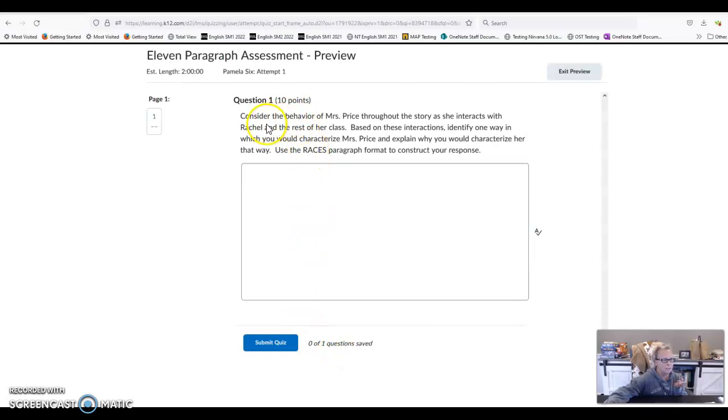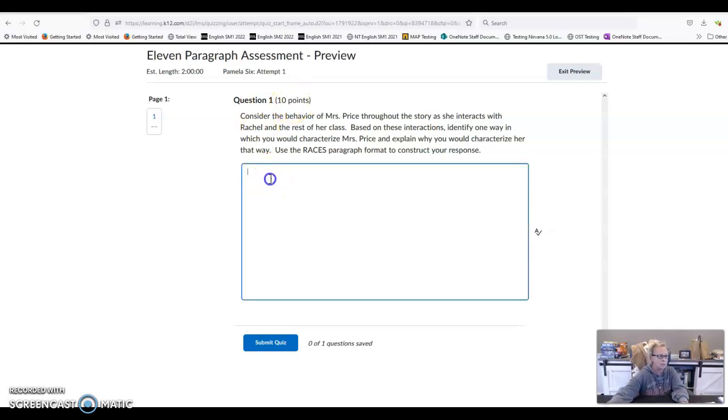And basically, it's consider the behavior of Mrs. Price throughout the story as she interacts with Rachel and the rest of her class. Based on these interactions, identify one way in which you would characterize Mrs. Price and explain why you would characterize her that way. And then you're going to use that RACES strategy to write the paragraph, right? And we're going to go over the RACES strategy and exactly what that pertains and what it means. If for some reason you missed that Class Connect, watch the recording and be sure to look at that PowerPoint that I mentioned just a few minutes ago.